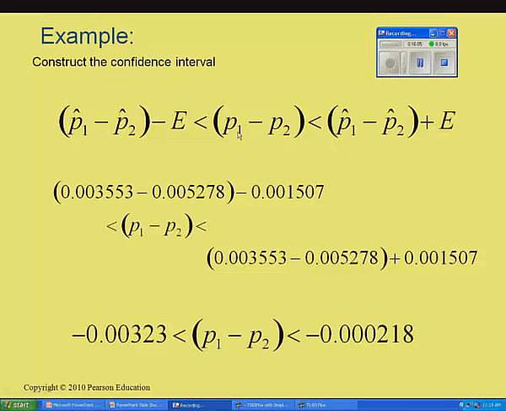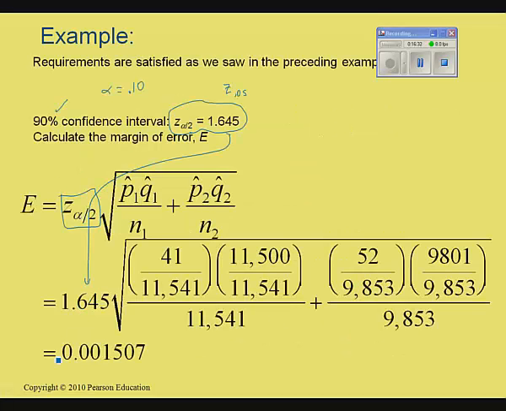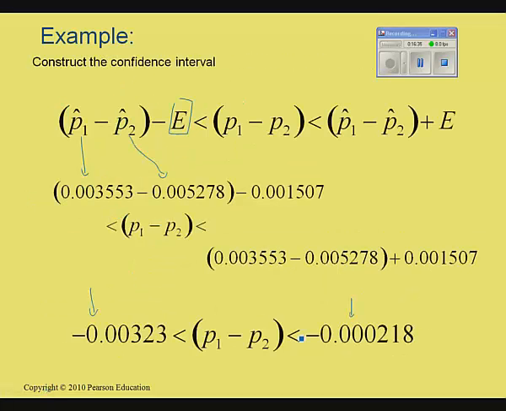Because they did P1 minus P2 in the book, look what happened. Both these numbers are negative. Well, we knew it had to be negative because we just said that P2 is bigger than P1, right? What does E stand for? Margin of error. Now, these are the proportions that we computed from the samples. And the E is what we just computed that had that Z alpha over 2 in the front. Anyways, here's my 90% confidence interval.